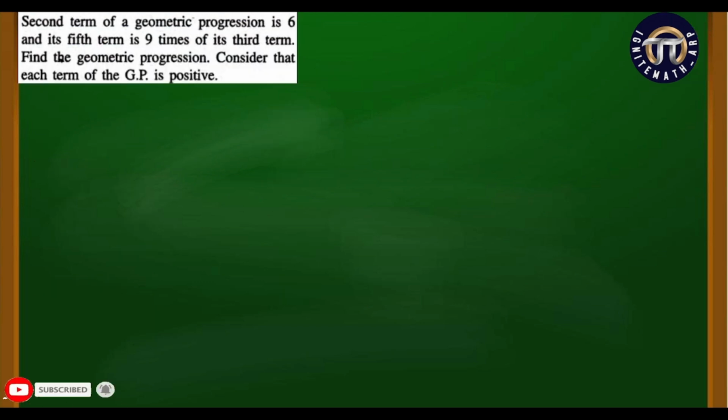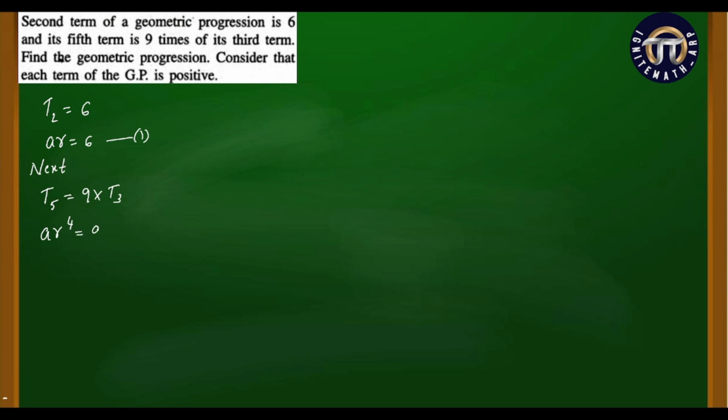Now let us see the next question. The next question says that the second term of the geometric progression is 6. In the sense, T2 is equal to 6. T2 can be written as AR is equal to 6. I'm just calling this equation 1. Later, the fifth term is 9 times its third term. So it is clearly given to you that the fifth term is 9 times its third term. So T5 is equal to 9 into T3. T5 is AR to the power of 4 is equal to 9 into AR to the power of 2.